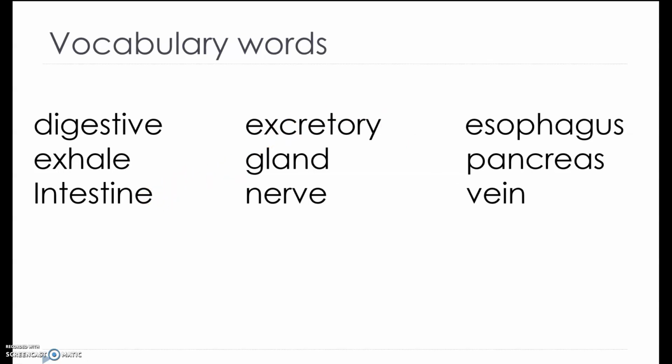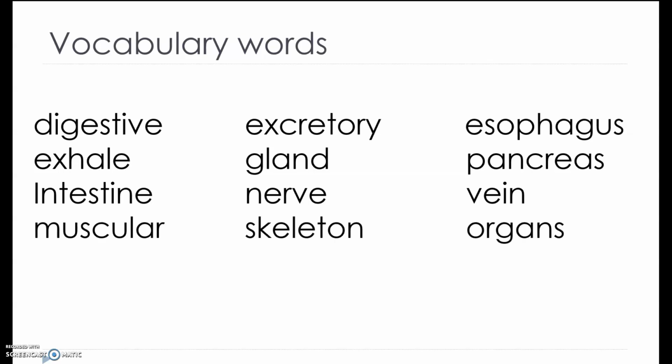Intestine, nerve, vein. Very good. Now listen carefully as I read the fourth and last sets of words. Muscular, skeleton, organs. Now repeat after me.